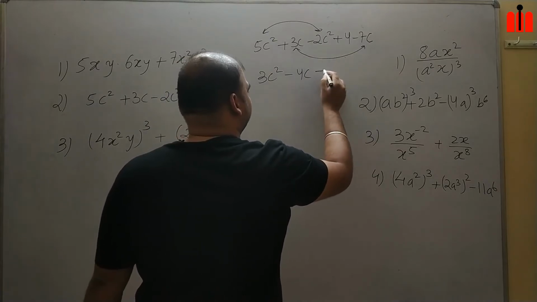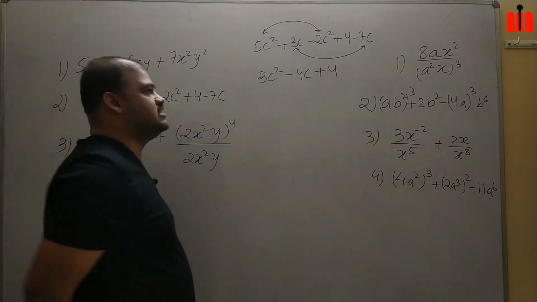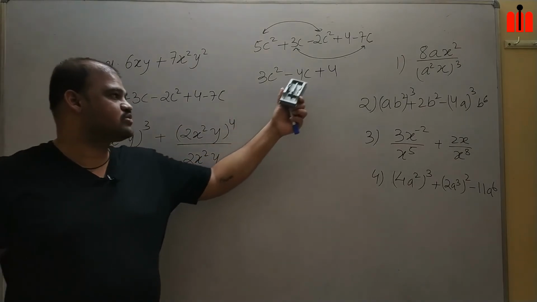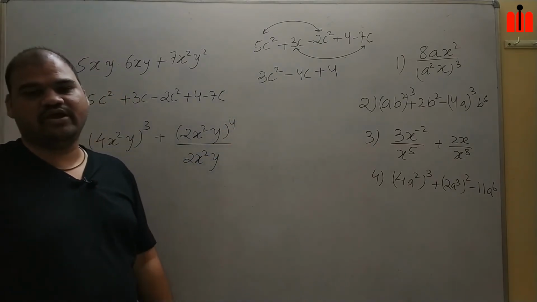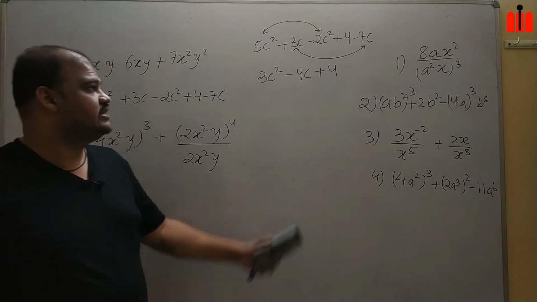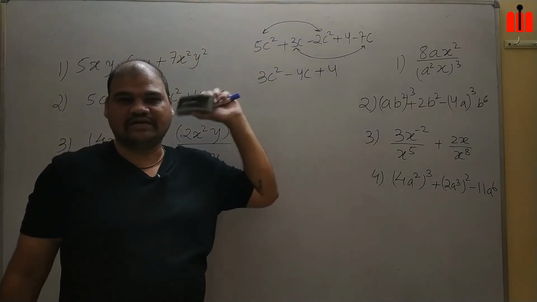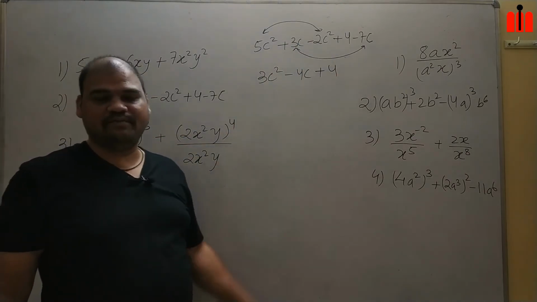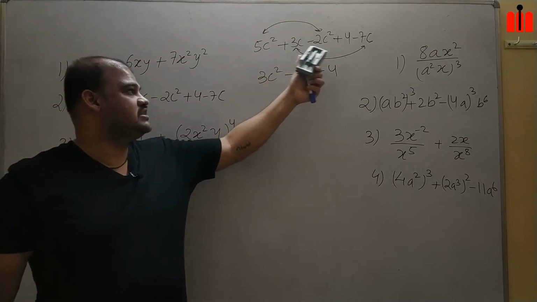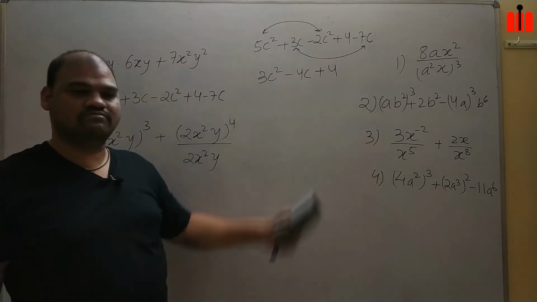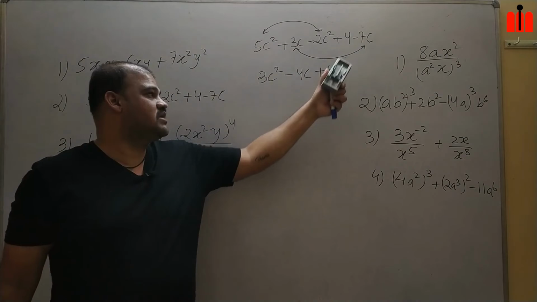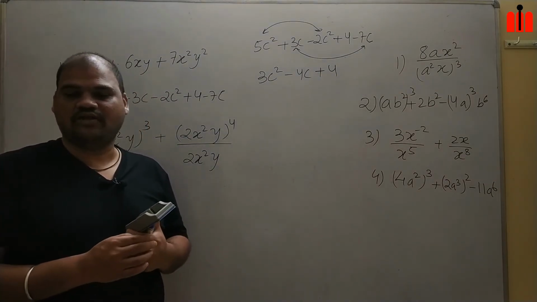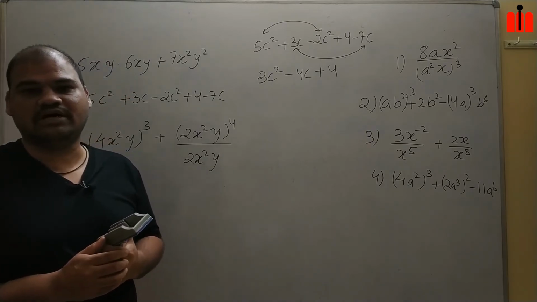After that we are left with a constant 4. There are no other constants in this, so only one constant, which is 4. So it will be 3c square minus 4c plus 4. So what have we done in this problem? First we found the like terms, which are 5c square minus 2c square, so it became 3c square. After that 3c minus 7c, which is minus 4c, and we are left with plus 4, so plus 4 is written over here. Are you getting it? So this completes problem number 2.